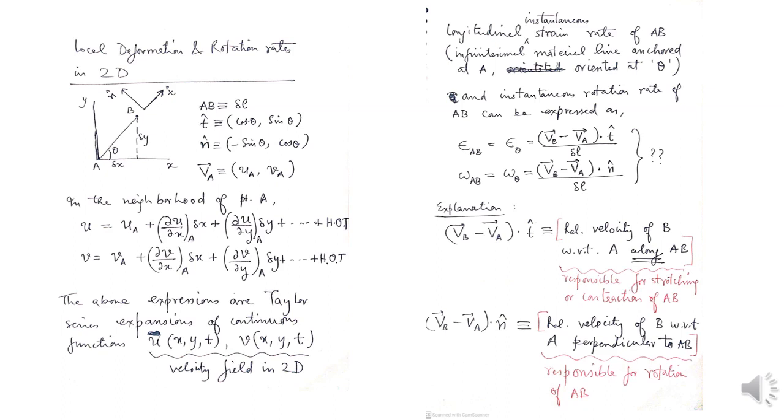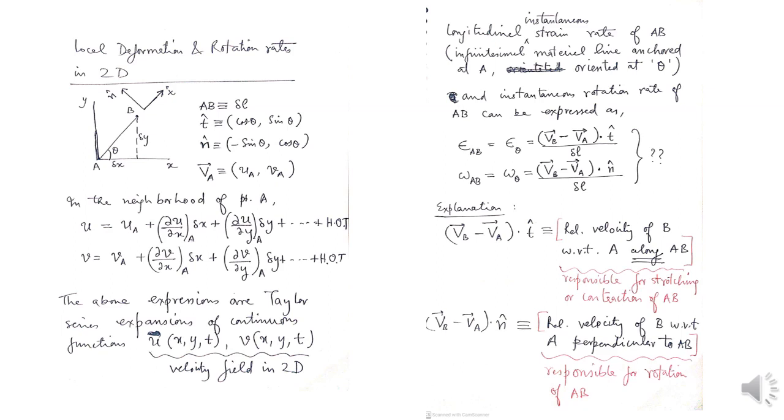So epsilon AB is equal to the relative velocity of B with respect to A dot product with t cap. What does this give me? It gives me the component of the relative velocity of B with respect to A. Which component? The component which is aligned along AB. After all, the component aligned along AB is responsible for the change in length of AB, either expansion or contraction.